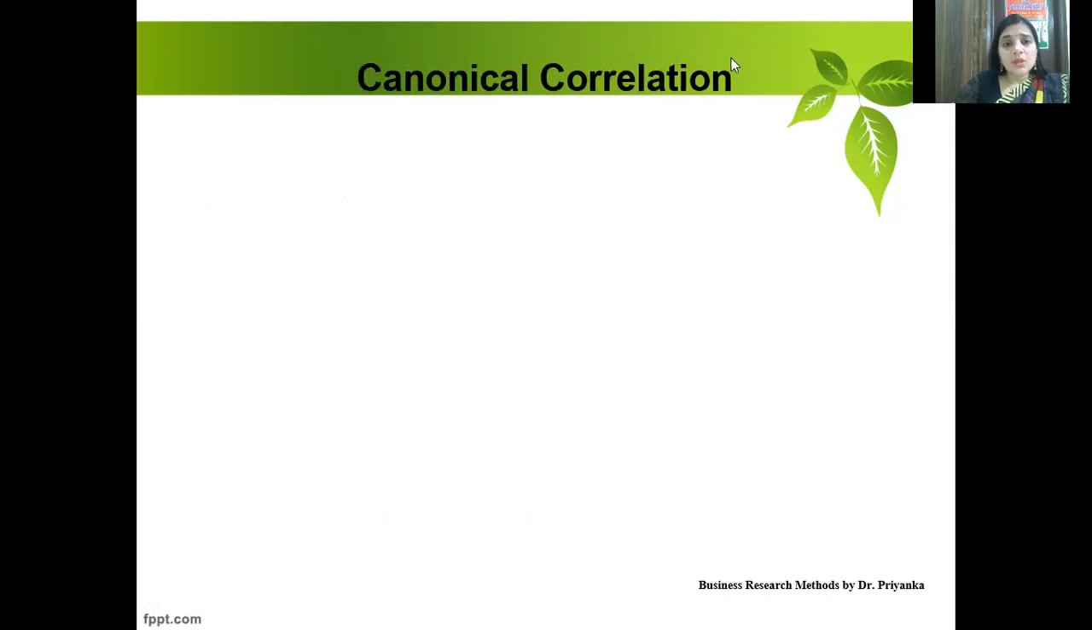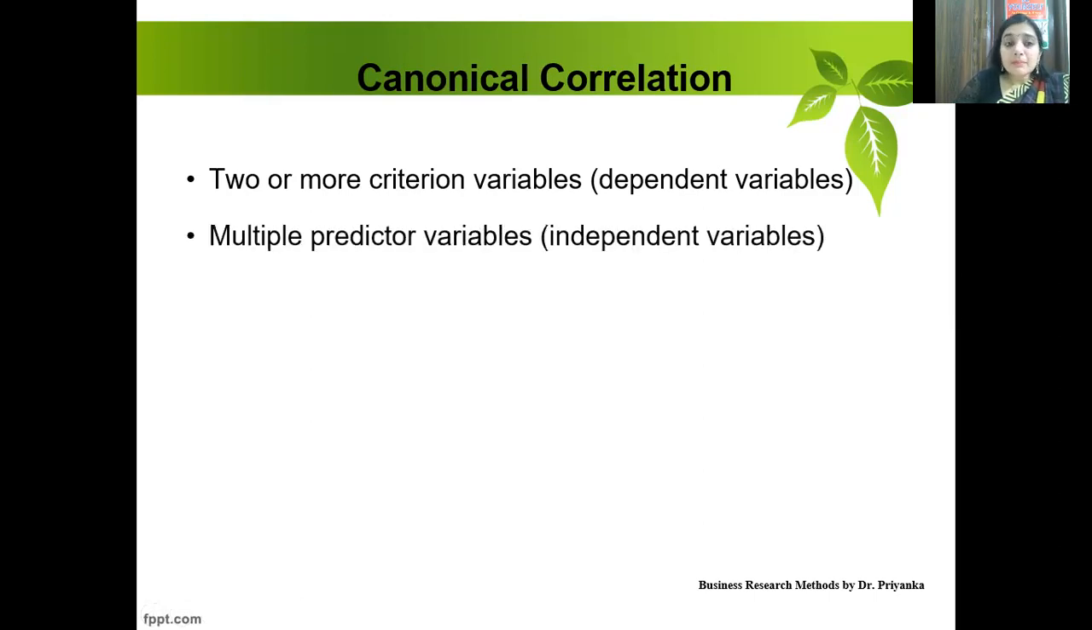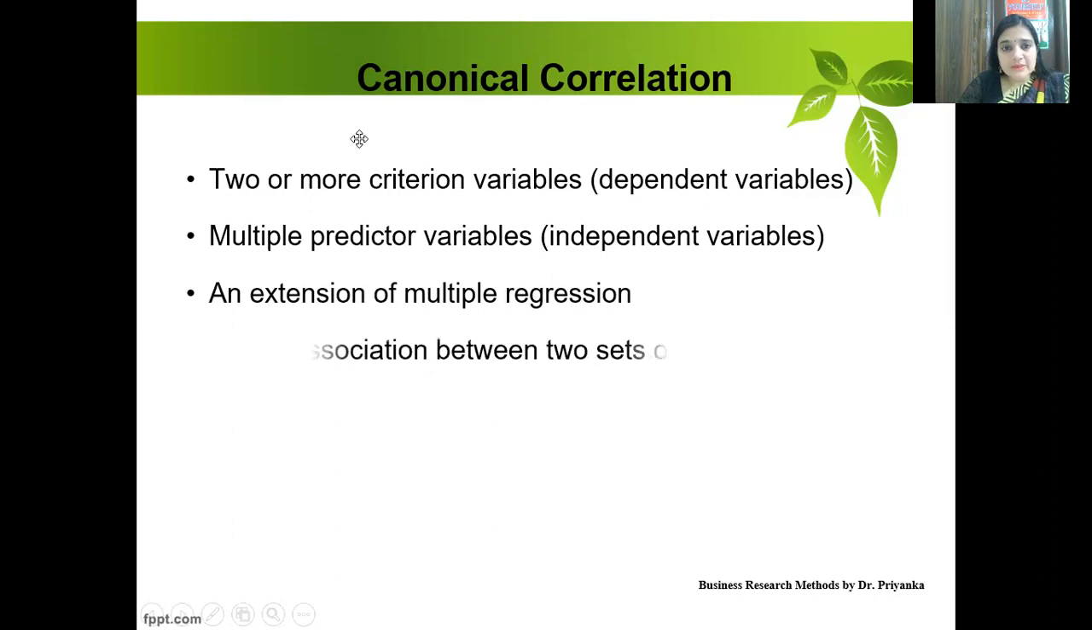Then canonical correlation, as the name suggests, is basically trying to check association between variables, but here we have more than two variables: two or more criteria variables, that means dependent variables, and then multiple predictor variables, that means independent variables. It is an extension of multiple regression. In multiple regression, we had just one dependent variable and multiple independent variables. But here we have multiple dependent variables as well. That is why we study it separately from regression analysis.